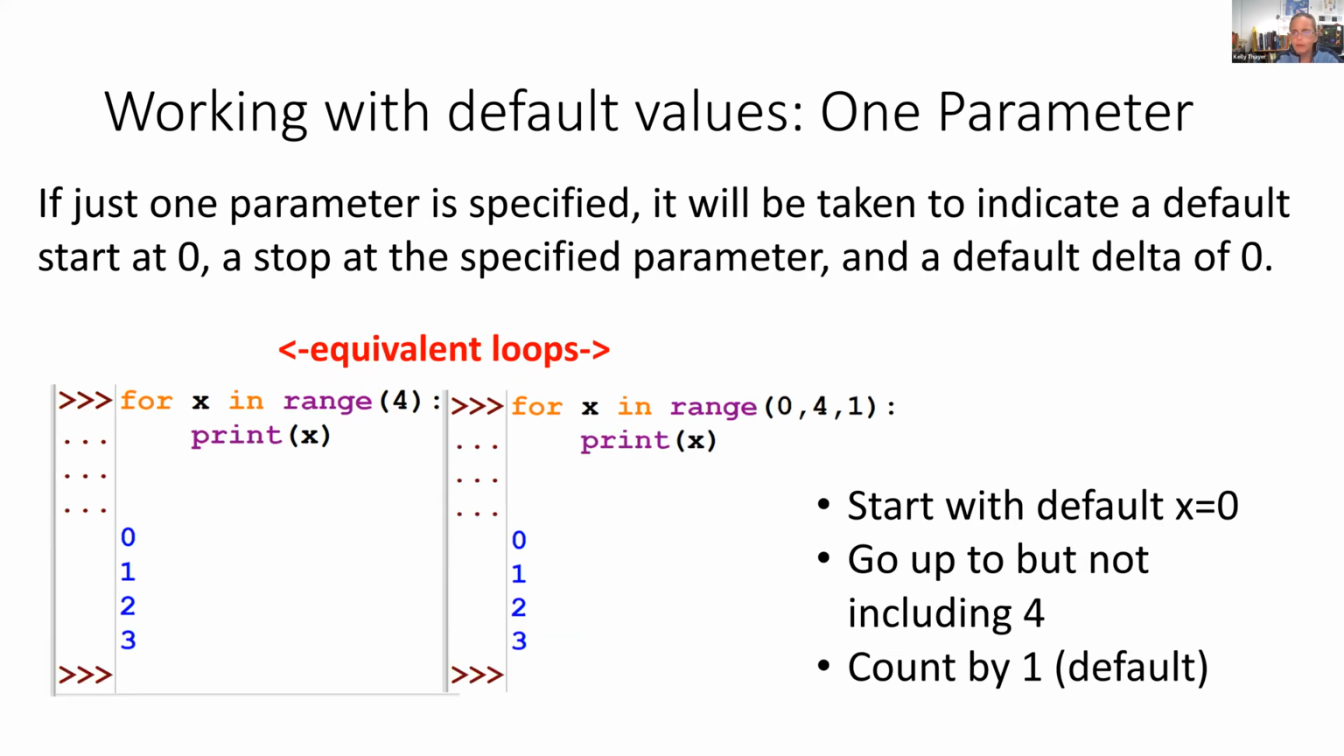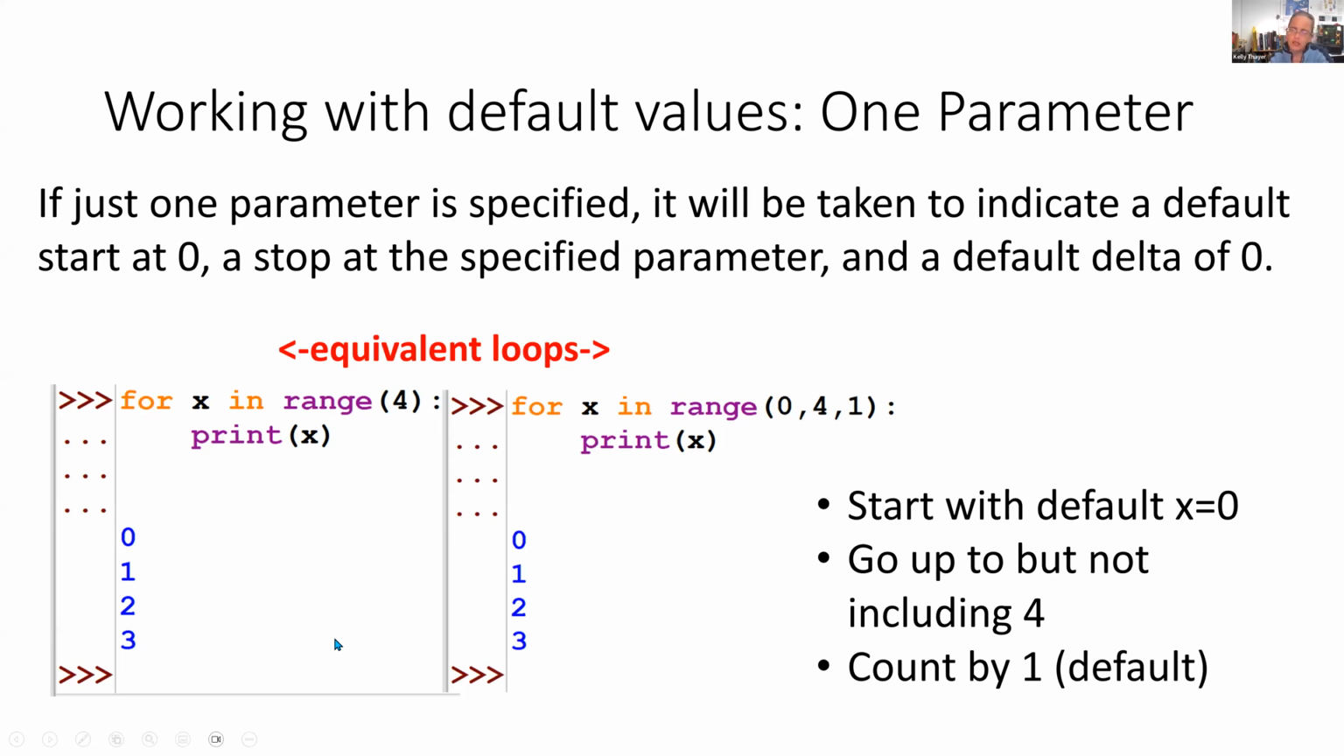But if just one parameter is specified, it will be taken to indicate the default to start at 0, to stop at the specified parameter, and a default delta. Oh, sorry, this should be delta of 1. And so here we're going to have for x in range 4. So we will start at 0, we'll go up to but not including 4, and we will increment by 1. So here we can see that this is what will happen. We will count by ones to loop over this.